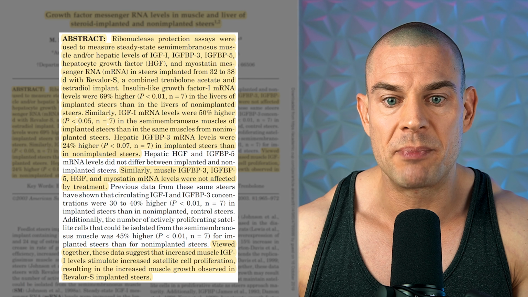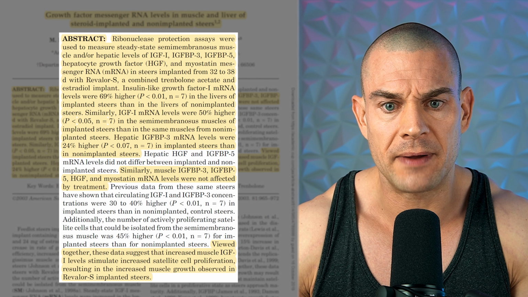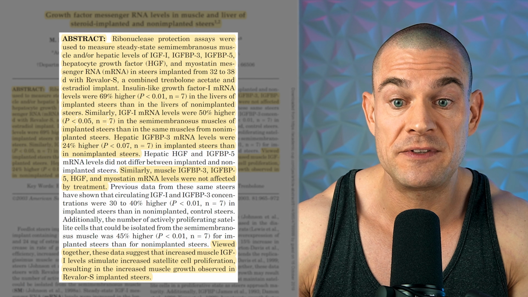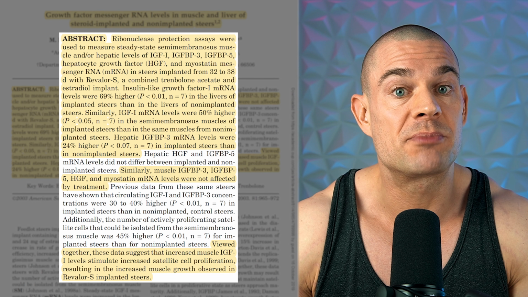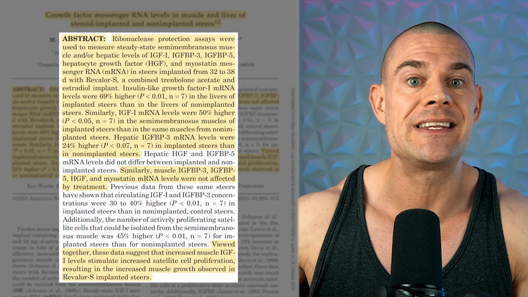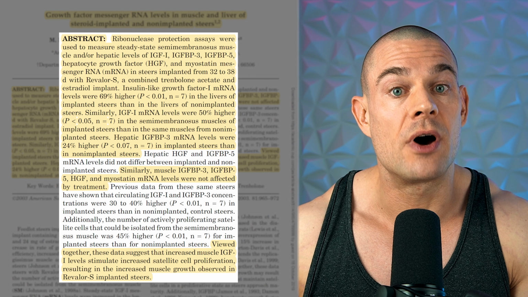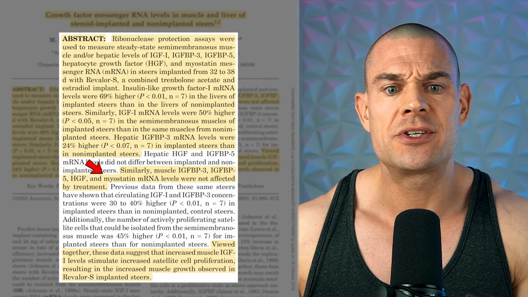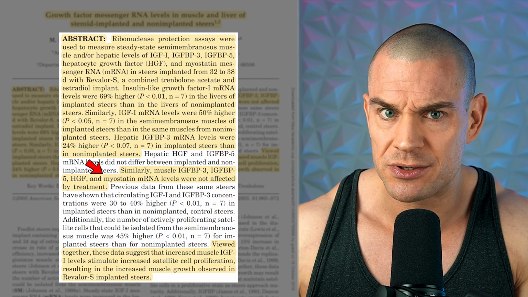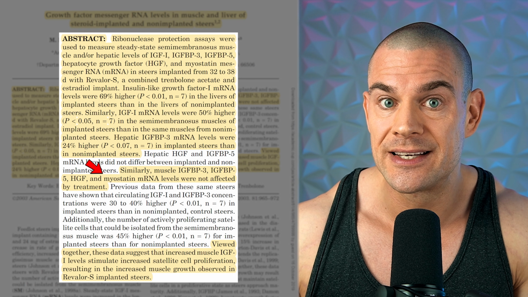But liver IGF-1 binding protein 3 was also 24% higher. So if IGF-1 levels go up between 50 to 68%, but binding protein also only goes up by 24%, that's a significant increase in free IGF-1 compared to the non-implanted steers. The researchers also note that muscle myostatin messenger RNA levels weren't affected by Revelor S treatment.